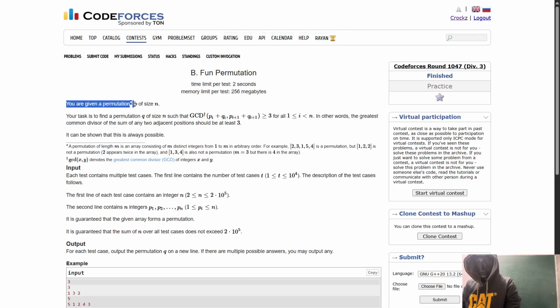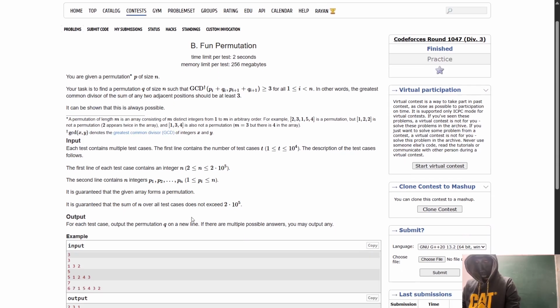So we're given a permutation P of size n. Your task is to find a permutation Q of size n such that GCD of (P of I plus Q of I, P of I plus 1 plus Q of I plus 1) should be greater than or equal to 3 for all I from 1 to less than n. In other words, the greatest common divisor of the sums of any two adjacent positions should be at least 3. It can be shown that this is always possible. I think they have designed the test cases in such a way that it is always possible.